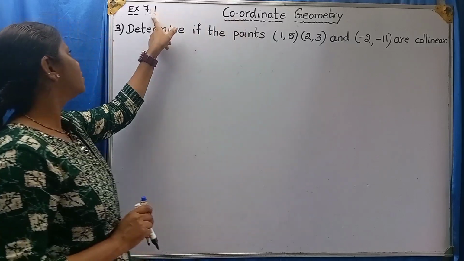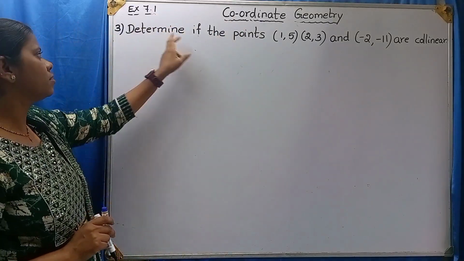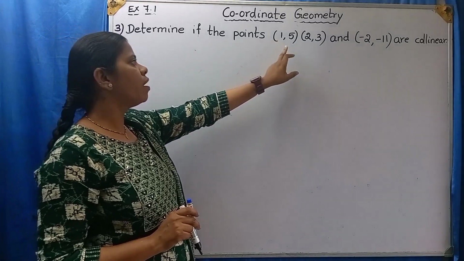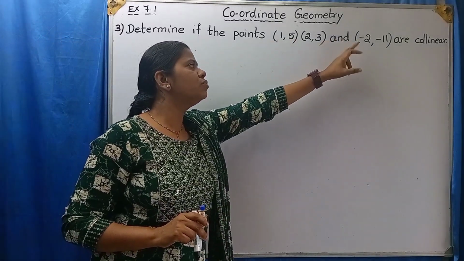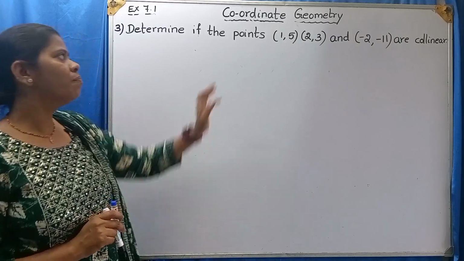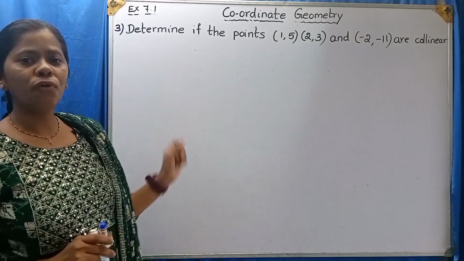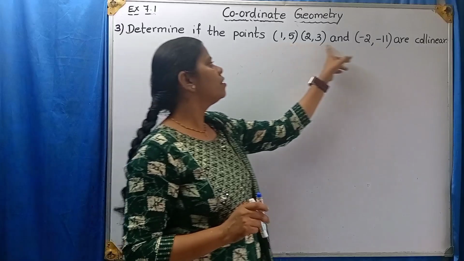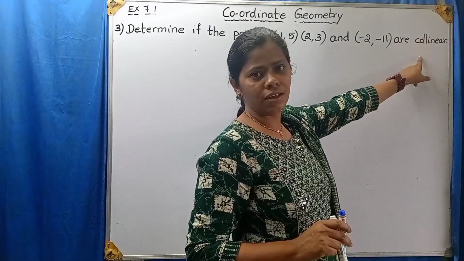Coordinate geometry, exercise 7.1, third question. Determine if the points (1, 5), (2, 3) and (-2, -11) are collinear. First, let me explain the meaning of this question. What they are asking is whether these 3 points are collinear.